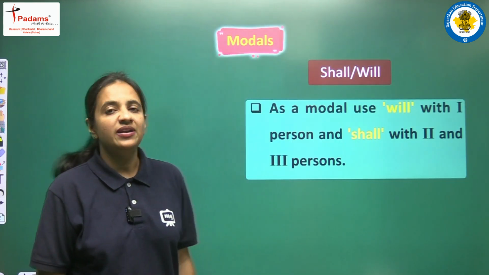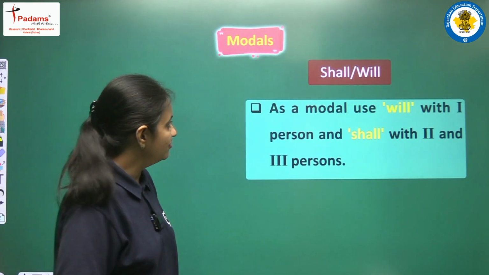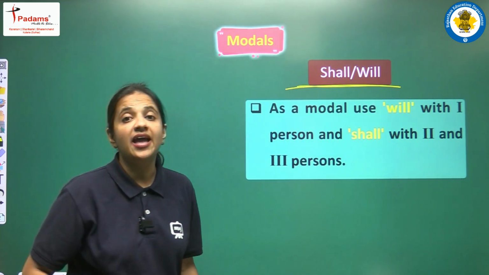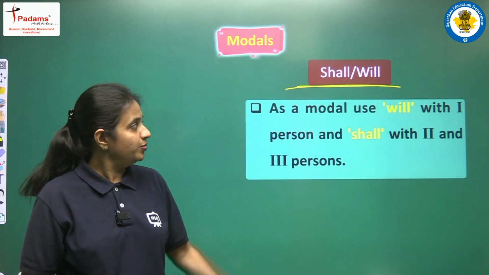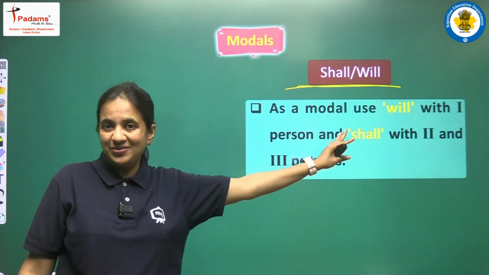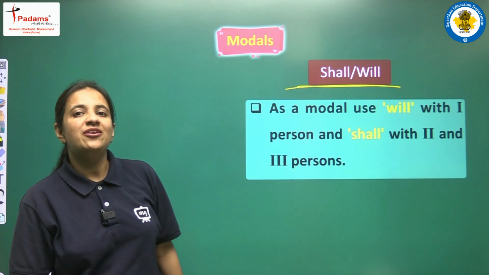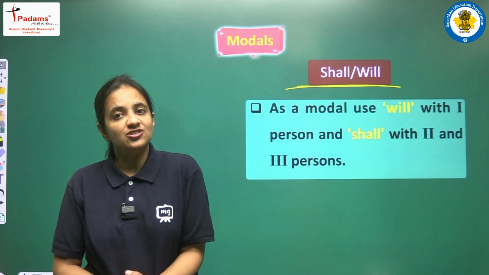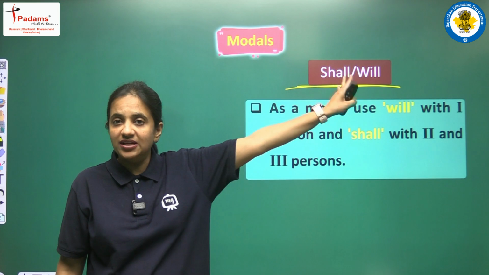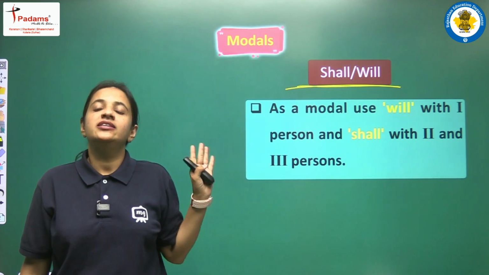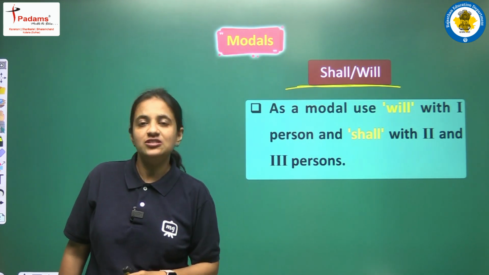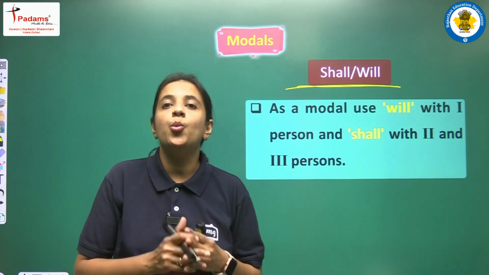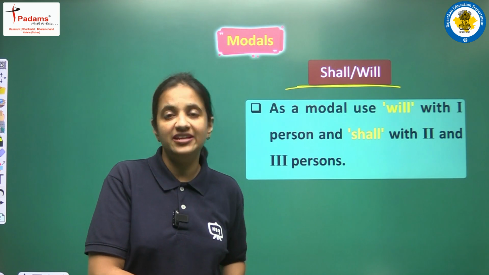So students, the next modals we have here are two modals, shall and will. I hope these two words are very familiar to you, because when we do the tenses, in the future tense also we use these two words. Yes, shall and will work as auxiliary verbs, or helping verbs, in the future tense, and they also work as modal auxiliaries.